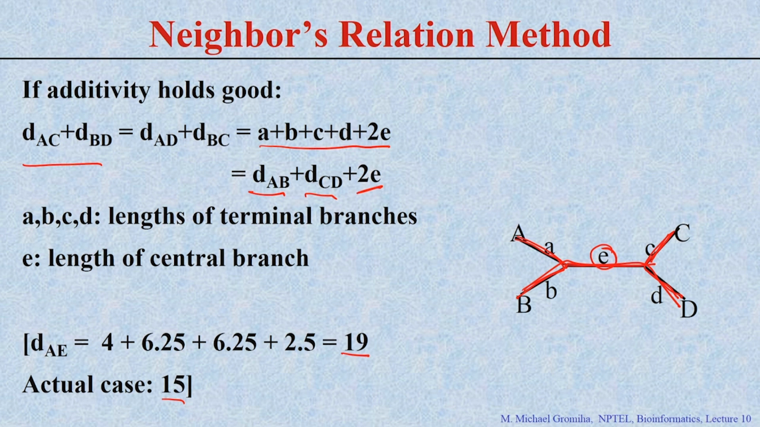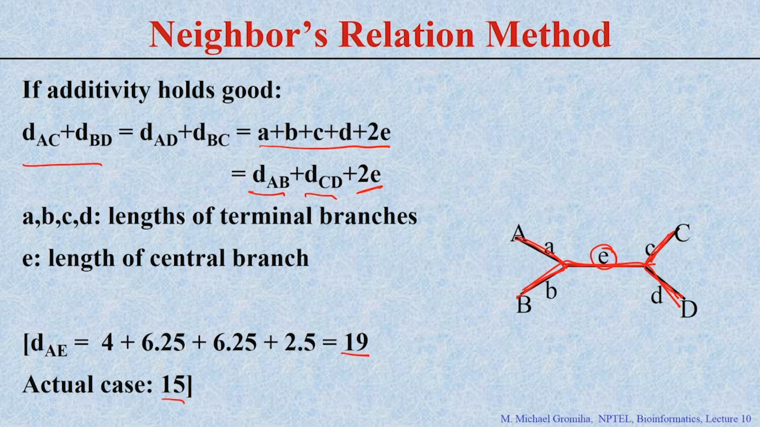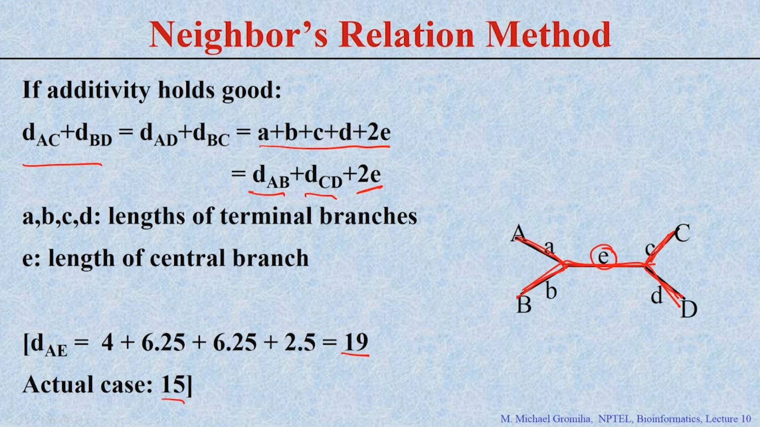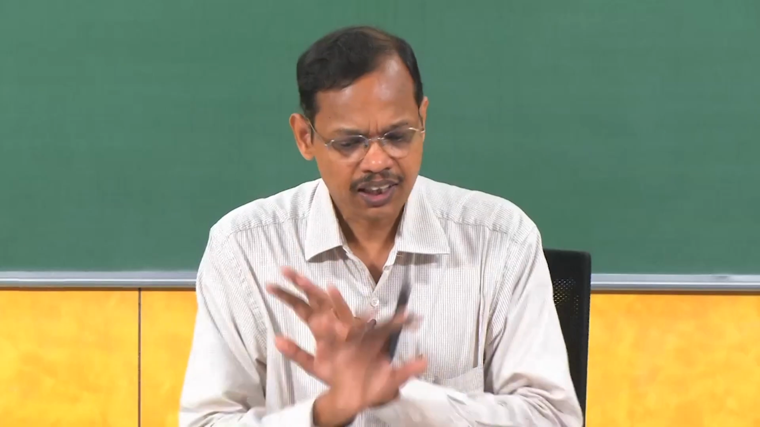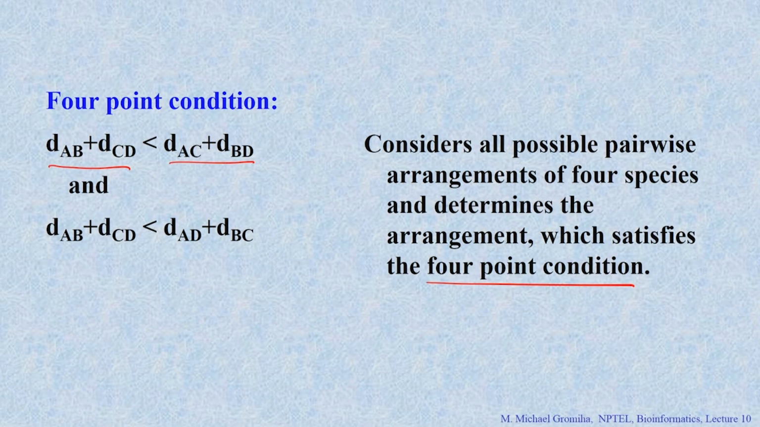To take care of these conditions, they made a 4-point condition. AB plus CD should be less than AC plus BD, because we have this value E. AB plus CD is also less than AD plus BC. Either we take this or this, that should be less. Now, if you have different species, they consider all the pairwise arrangements and put them in such a way that they satisfy this 4-point condition.